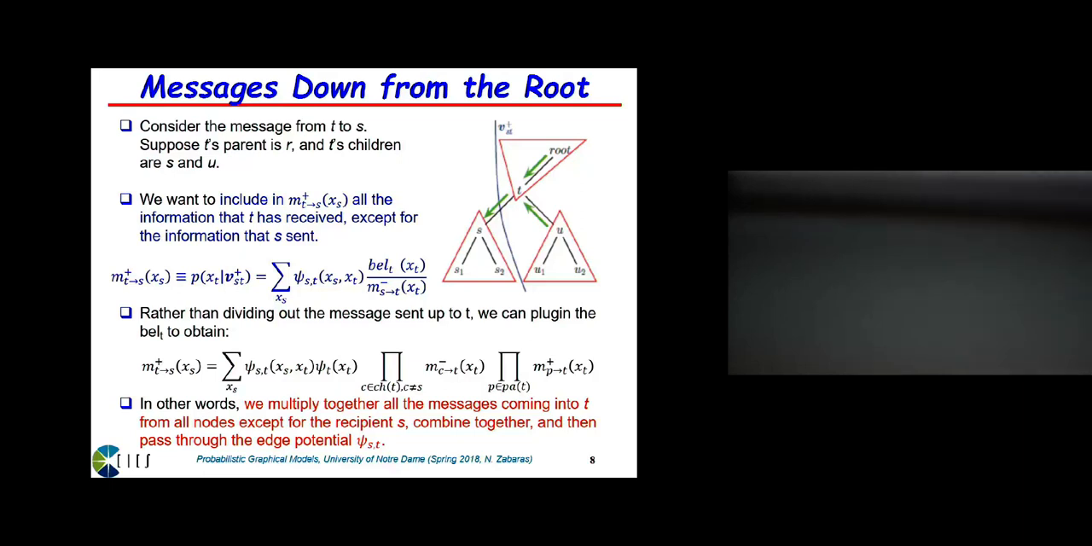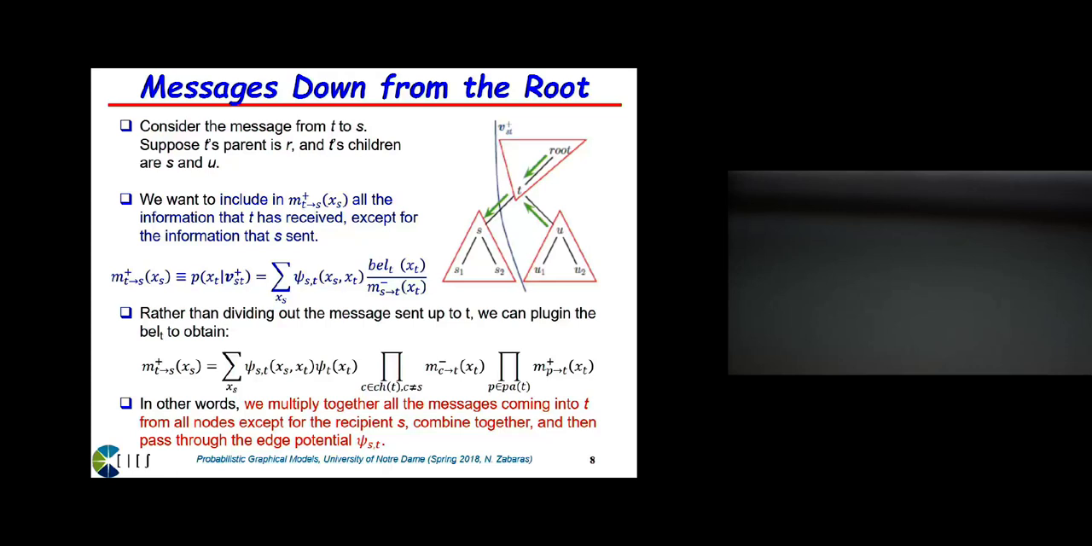So you may ask, what is the message that T sends to S now, as we go downwards from the root to the leaves? That message, this is the definition, is the probability of X_T given the upstream evidence on the edge ST, and it's given by marginalizing. So this is the information T sends to S. Does this look correct to you? T sends to S. So it seems I have messed up the summation here, okay?